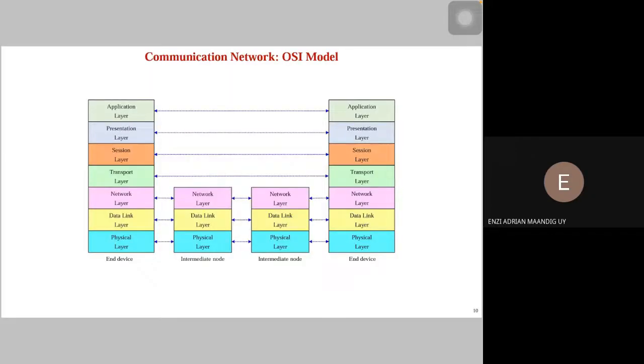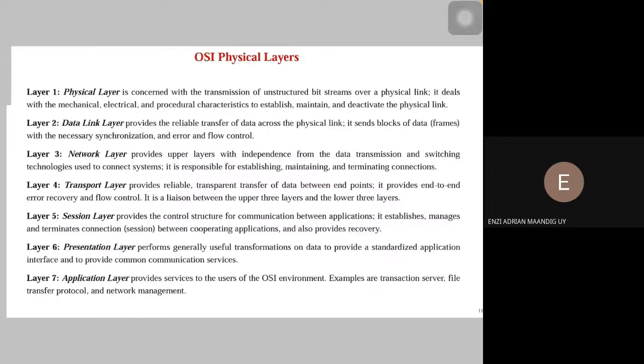So this model is something we take for granted because that's how things work nowadays. But from the designer's point of view, this is very important for us to know. So these are the descriptions of the different layers. Try to read this information.